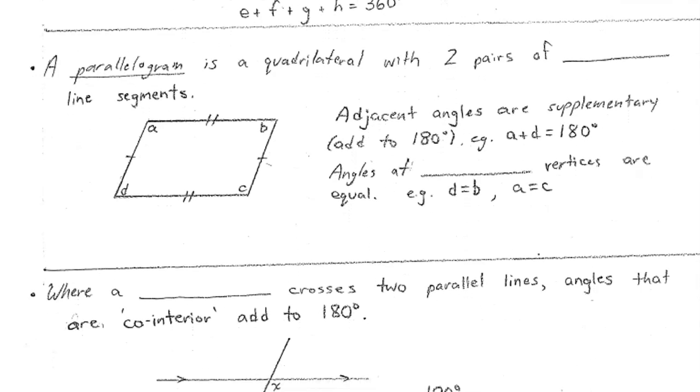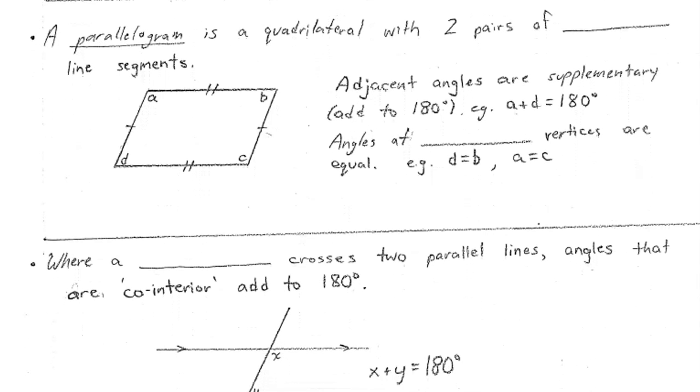A parallelogram is a quadrilateral with two pairs of parallel line segments. You probably remember this from past math courses. Not only do they have two pairs of parallel sides, but they also have opposite sides that are equal in length. You can see here that I've drawn this side equal in length to this side, and this side equal in length to this side. The two sides I just drew are parallel, and this side here is parallel to this side. So let's think about what that means as far as angles.